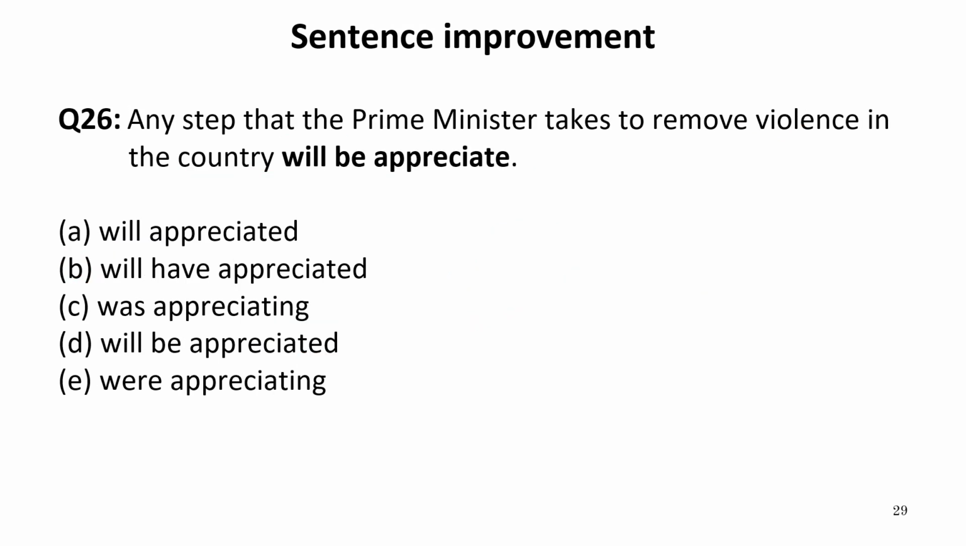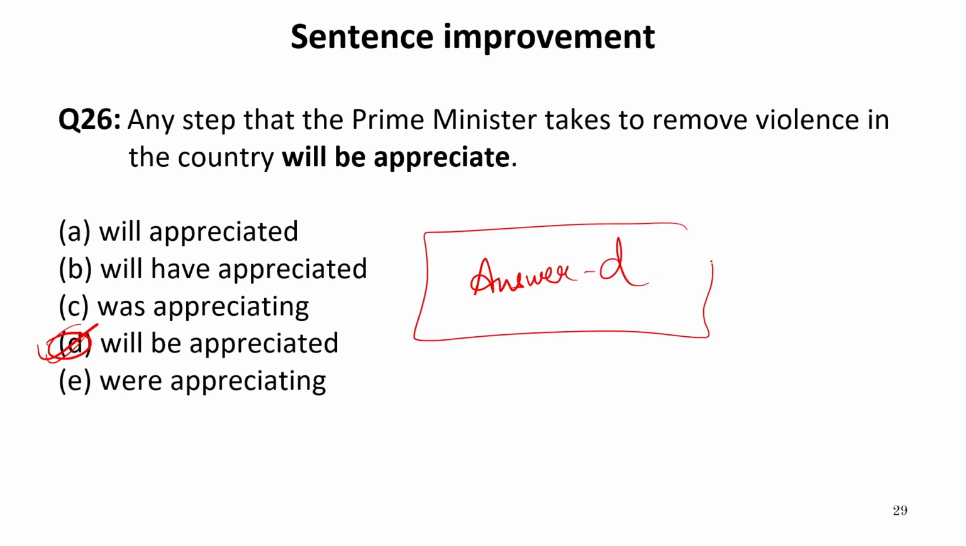Any step that the Prime Minister takes to remove violence in the country will be appreciated. So it should be will be appreciated. So D is the correct answer. So our answer is D. We can have either verb ing form after be or verb third form after be. Therefore, your correct answer is D. Now let us move to the next one.